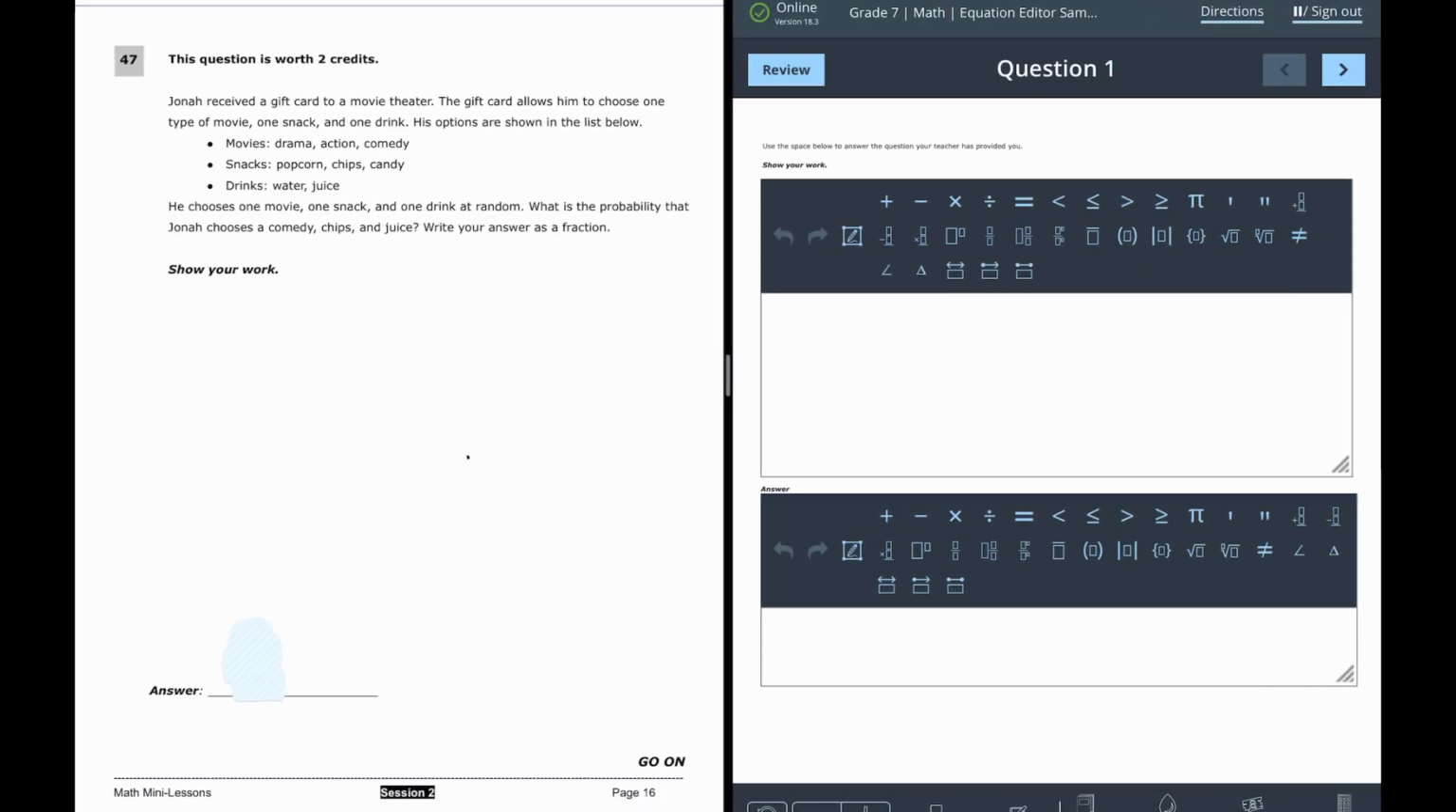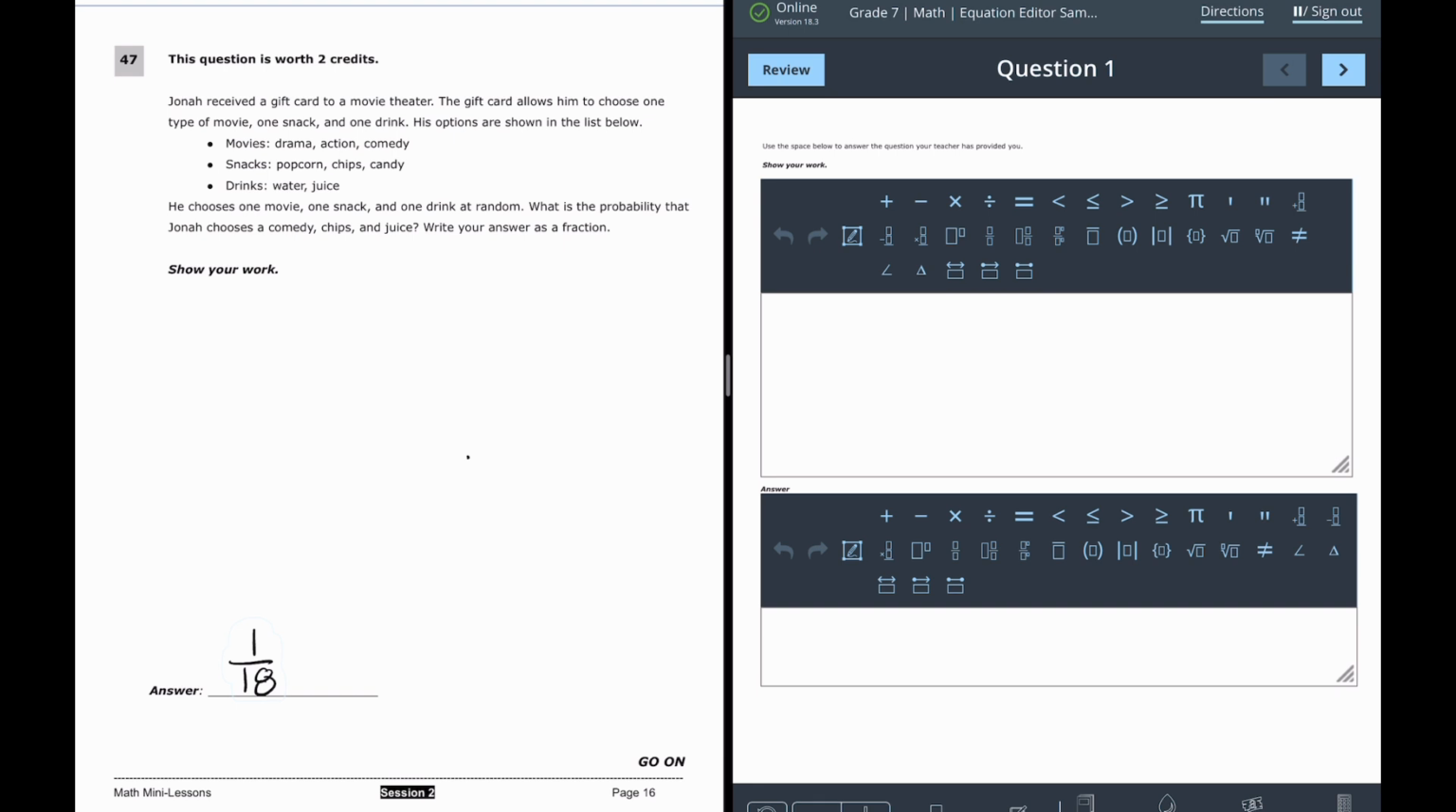Finally, we're up to the last 2-point question. It's another show your work. It says probability question, and give yourself a point if you had the answer 1 over 18. And now I'm going to show you how I get full credit showing my work on paper and computer. All right, let's go.